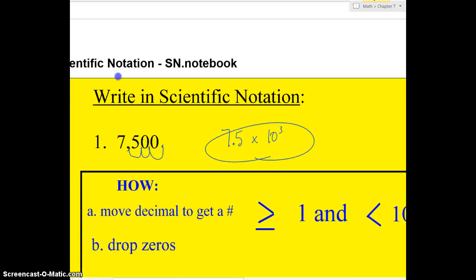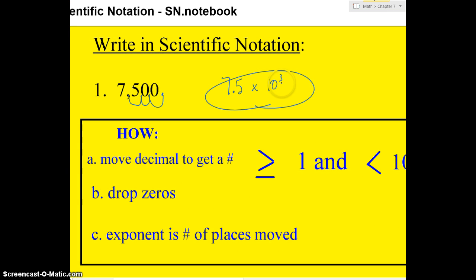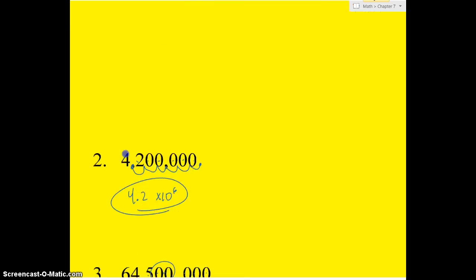And if you actually work this out, for instance, when you say times 10 to the third, 10 to the third is 1,000. And so if you had 7.5 times 1,000, that actually gives you your number in standard notation. So it's not magical what we're doing here. Again, we're just taking a number and writing it in a shorter form.